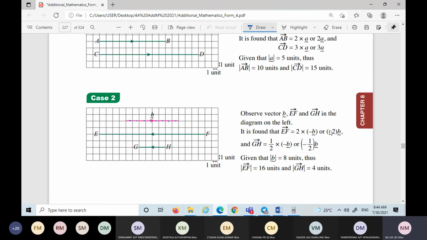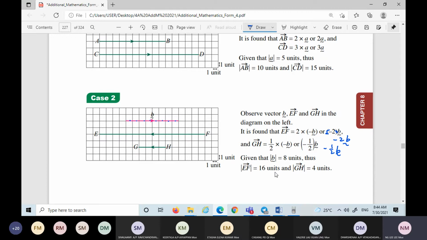Actually, this one doesn't need the bracket, you can just write negative 2B. Then GH is only half of B, in the opposite direction of B, so you can write GH as negative half B. All these you must be very clear on. You will see it's quite simple actually, quite easy. You must be very clear on this, because the questions will get more and more difficult afterwards.